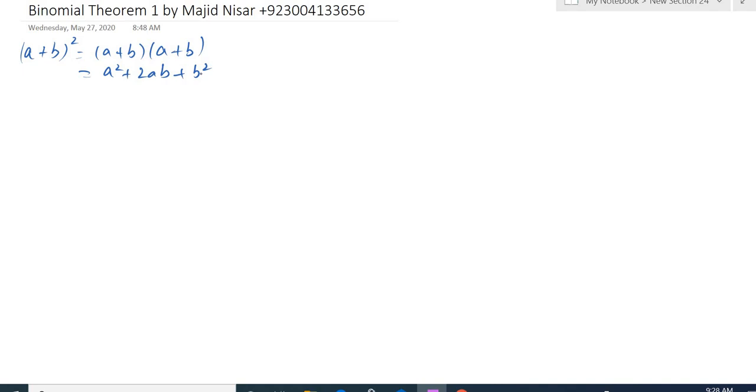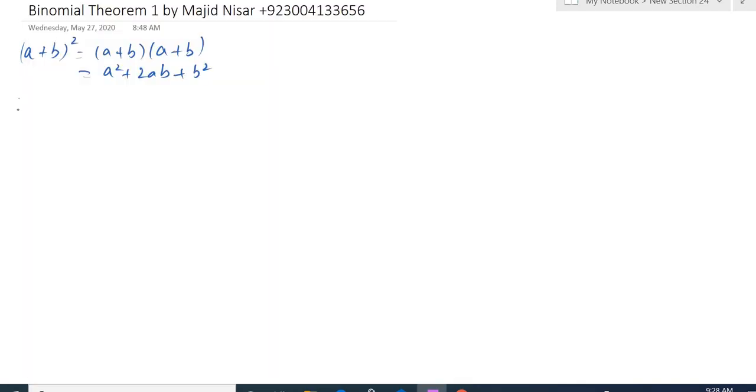If we have to multiply (a + b) with (a + b) with (a + b), then we will find (a + b) cubed. So it will be (a + b) times (a + b) times (a + b). If we have to find (a + b) raised to power 100, we have to multiply it 100 times.